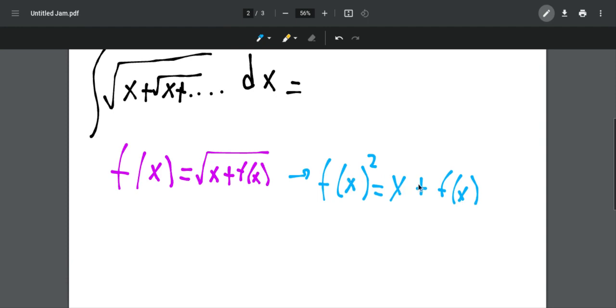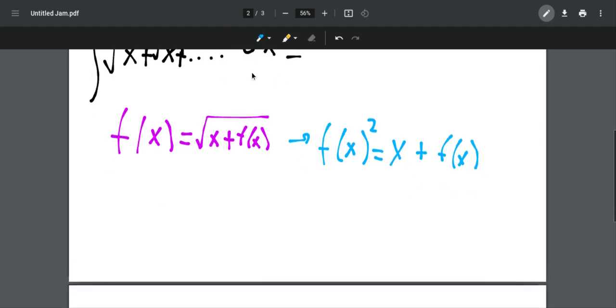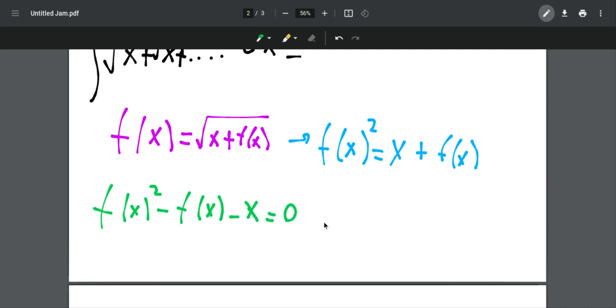Now I want to subtract x and f of x from both sides. So I write it here. Let me change the color. I can write it as f of x squared minus f of x, and then minus x is just equal to 0. Now, I don't want to solve for x. Instead, I want to solve for f of x.